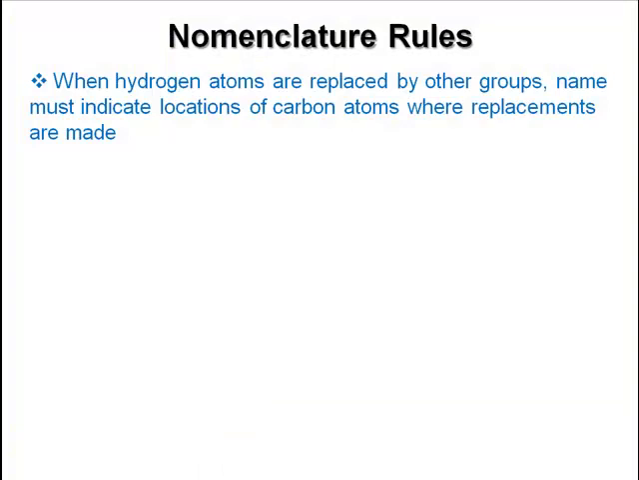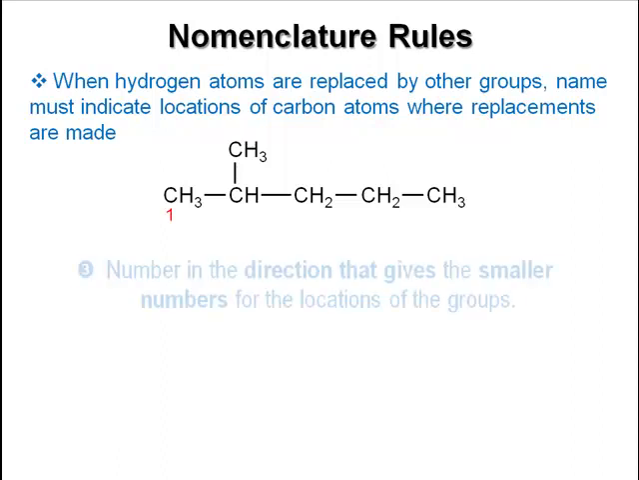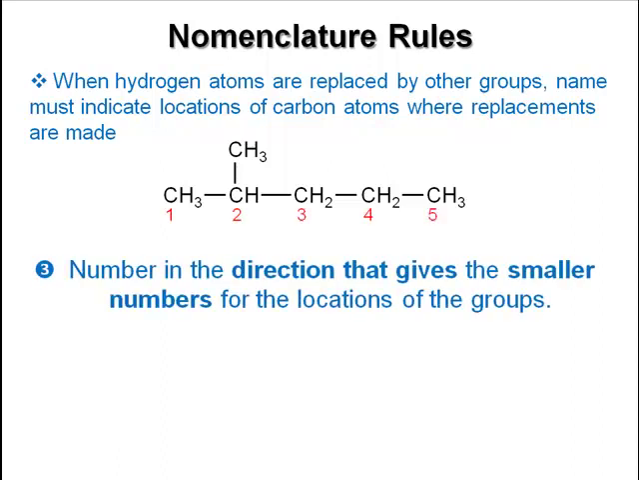Nomenclature rules. When hydrogen atoms are replaced by other groups, the names must indicate the location of the carbon atoms where replacements are made. So in this case, we've got this carbon chain, 1, 2, 3, 4, 5, or 1, 2, 3, 4, 5. Either way we go. You want to number in the direction that gives the smaller numbers for the location of the group. So you want the numbers to be the smaller if you have an option. So you number from this side, 1, 2, 3, 4, 5.